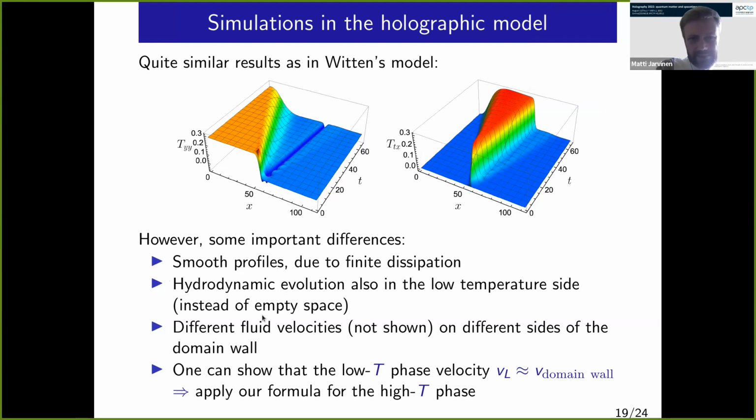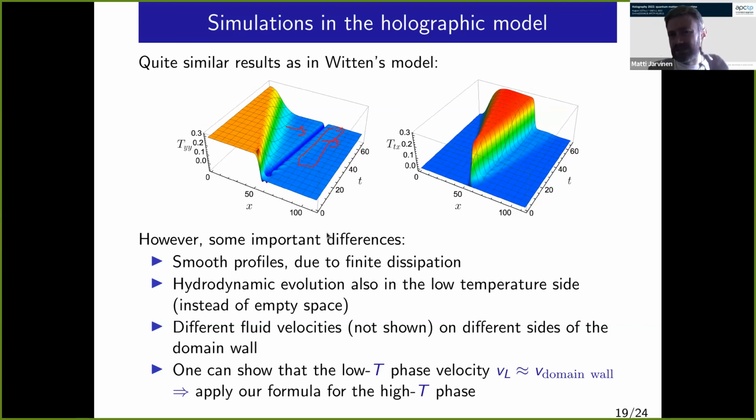And instead of empty space, now in principle we also have some fluid moving here in the low temperature side, in this region. And there are different fluid velocities on different sides of the domain wall. So it's not exactly the boosted static domain wall, but you can show that it is still a good approximation. The fluid velocity in this low temperature phase is small, and the fluid velocity at the domain wall is actually close to the velocity of the domain wall.